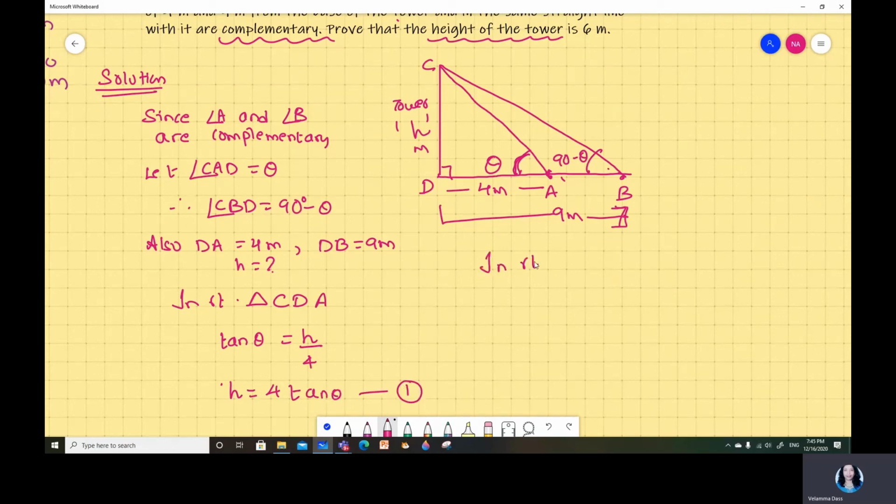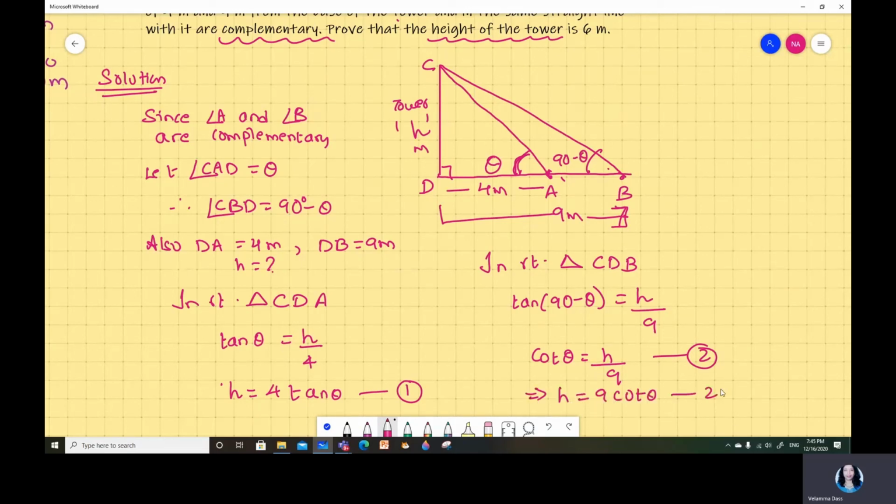Let's consider the next right angle triangle, that is CDB. So we have tan of 90 minus theta equals CD, which is H, upon DB. DB is 9. And tan of 90 minus theta, complementary, is cot theta, so cot theta equals H upon 9. This implies H equals 9 cot theta. I will mark this as equation 2.